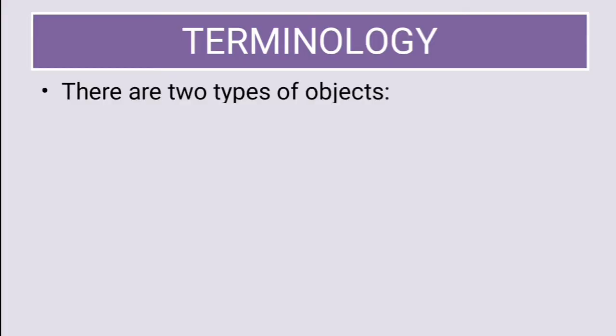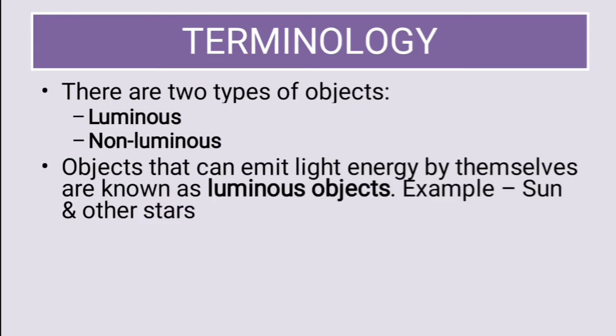So, starting with the types of objects. There are two types of objects: luminous, as you can see on the screen, and non-luminous. Objects that can emit light energy by themselves are known as luminous objects. For example, the sun and stars. The sun, in fact, is a star, so they emit light by themselves with some type of nuclear reactions.